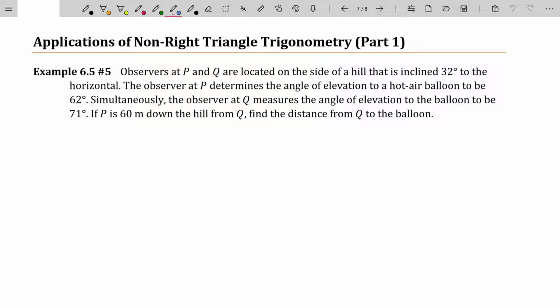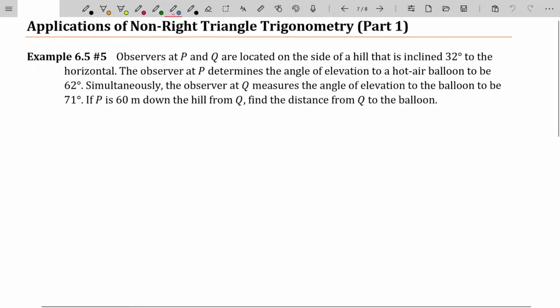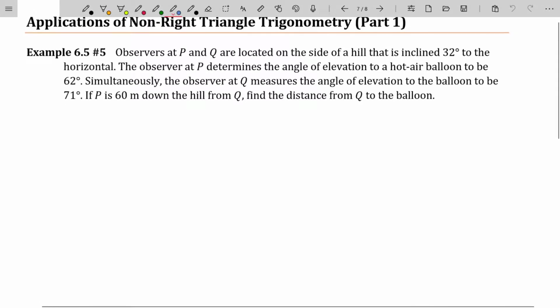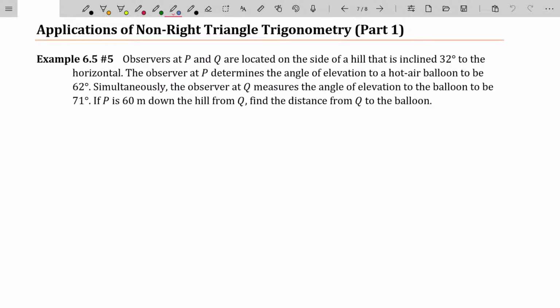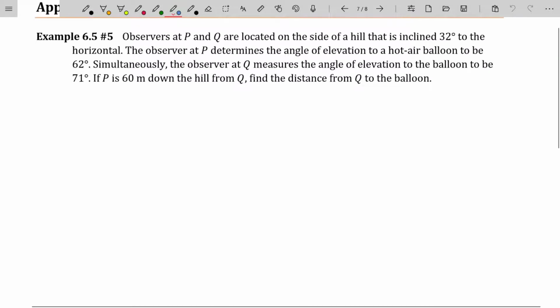So, observers at point P and Q are located on a side of a hill that is inclined at 32 degrees to the horizontal. The observer at P determines the angle of elevation to a hot air balloon is 62 degrees. Simultaneously, the observer at Q measures the angle of elevation to the balloon to be 71 degrees. If P is 60 meters down the hill from Q, find the distance from Q to the balloon.